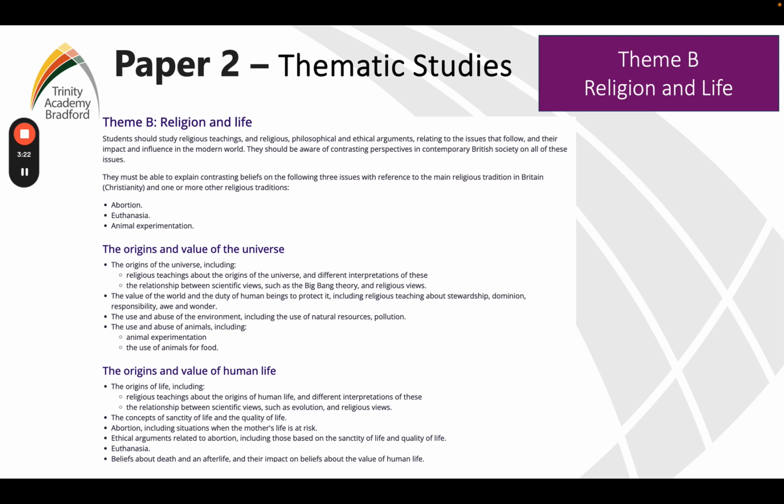Theme B is religion and life, so this is looking at things like the origin and the value of the universe, so looking at things like the use and abuse of the environment, looking at animal experimentation, then looking at things like ethical arguments around abortion, euthanasia, and the beliefs of the afterlife and death.